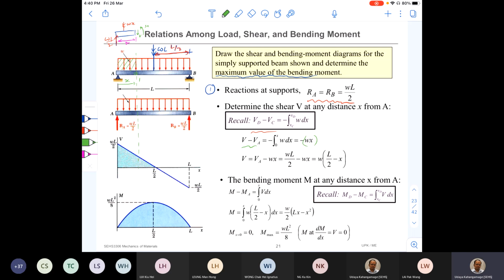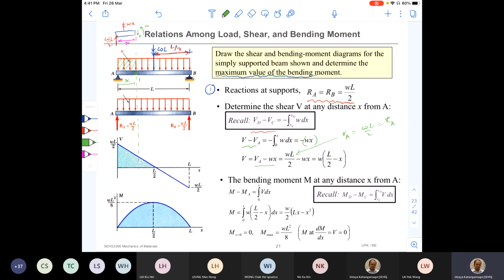Okay, W times X. So now V is going to be VA minus WX. So what is V? Previously we learned that shear force at point A is equal to the reaction force at that point. So it is WL over 2, right? So you can see that now I'm substituting VA here as WL over 2, and it is equal to RA.